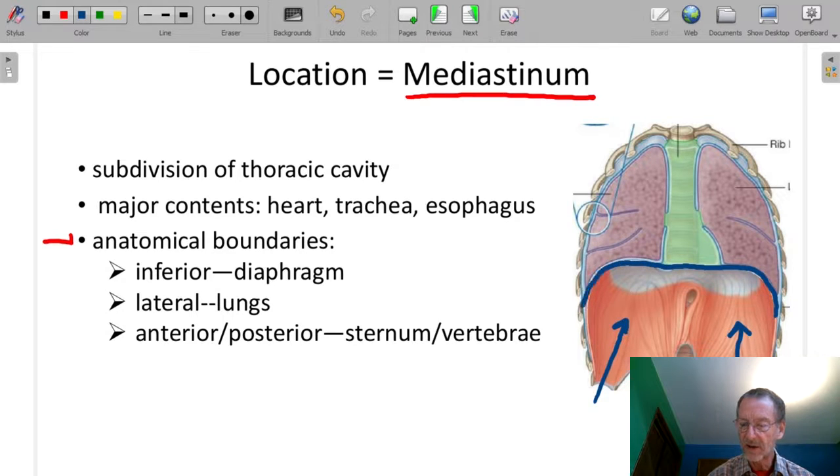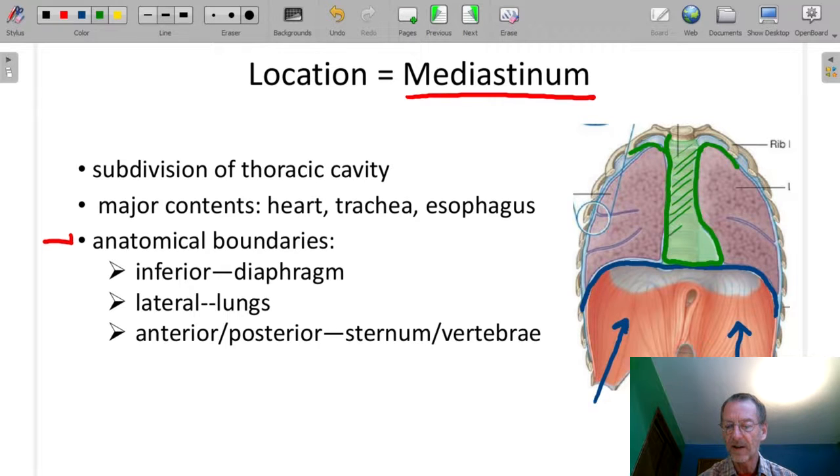separates the abdominal cavity from the thoracic cavity, sort of the inferior floor of the mediastinum, and the lungs are over here, and they form the medial wall. So this is the mediastinum that I'm drawing in green. And the lungs go off to the side, of course. But the medial portion, the medial boundaries, is bordered by the lungs.